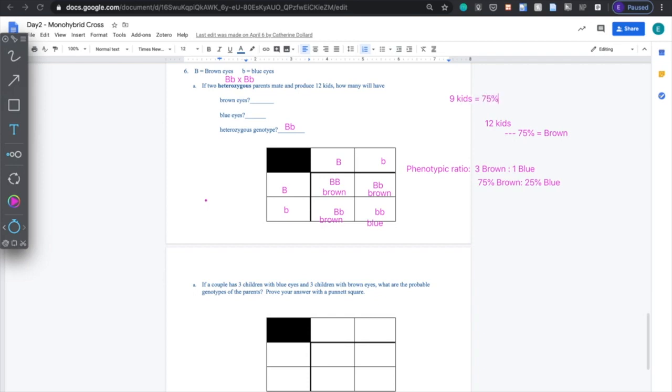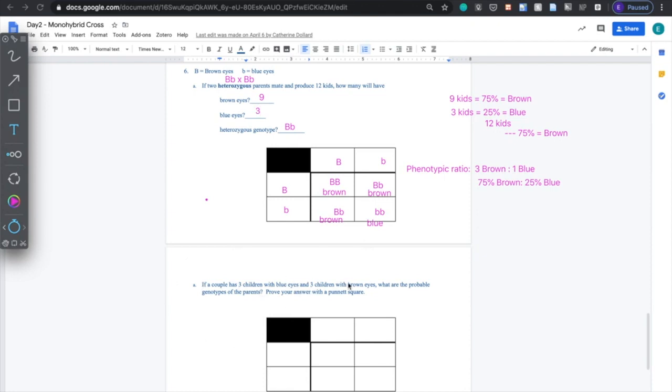And then we can figure out that 25% of those kids should have blue eyes, right? So that's 3 kids. So we can fill that in. I've stupidly written the heterozygous genotype in there. What it's really asking for is the number of kids with heterozygous genotypes. Half the kids should have the heterozygous genotype, which would be 6. But I have written capital B, lowercase b into the heterozygous genotype question. That's okay.